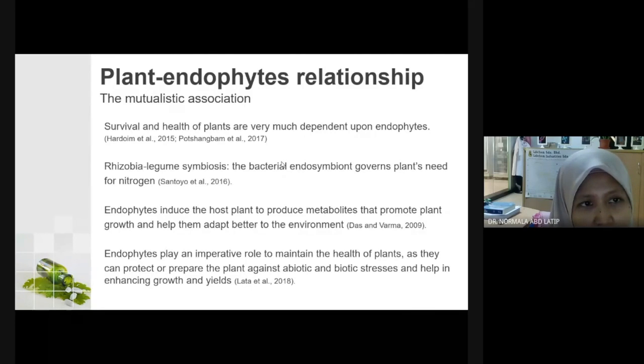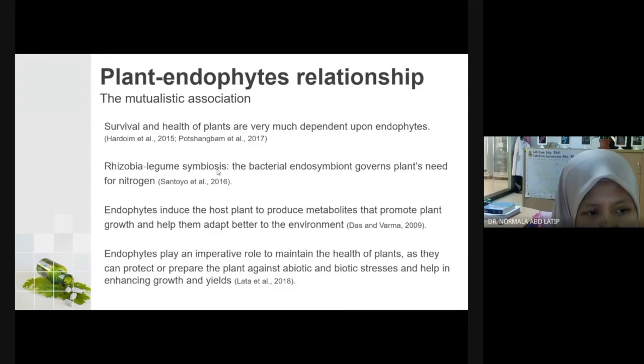The plant endophyte relationship affects the survival and health of the plant very much, meaning they can improve the health of the plant. For example, in the rhizobia legume symbiosis, the bacterial endosymbiont governs the plant's need for nitrogen. The endophytes also induce the host plant to produce metabolites that promote plant growth and help them better adapt to the environment.